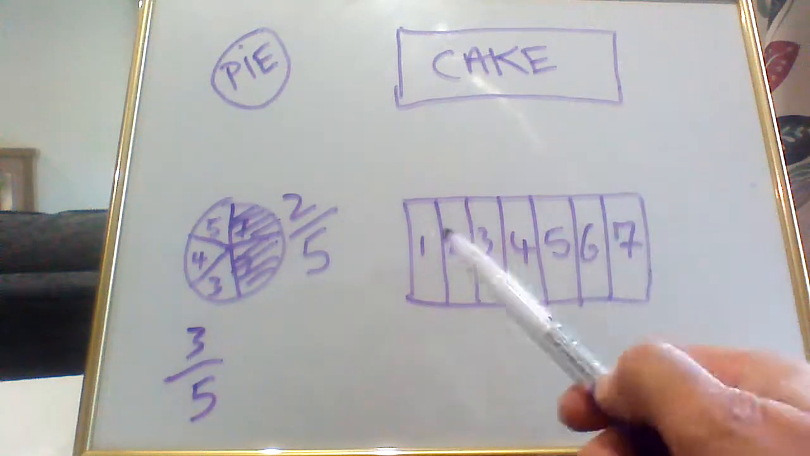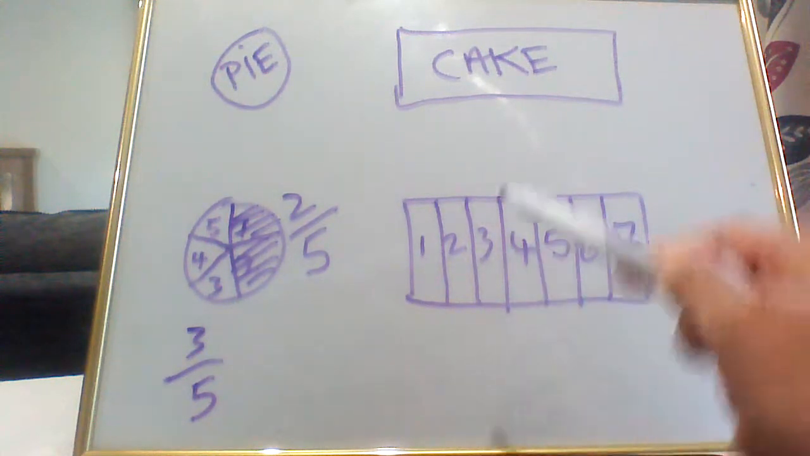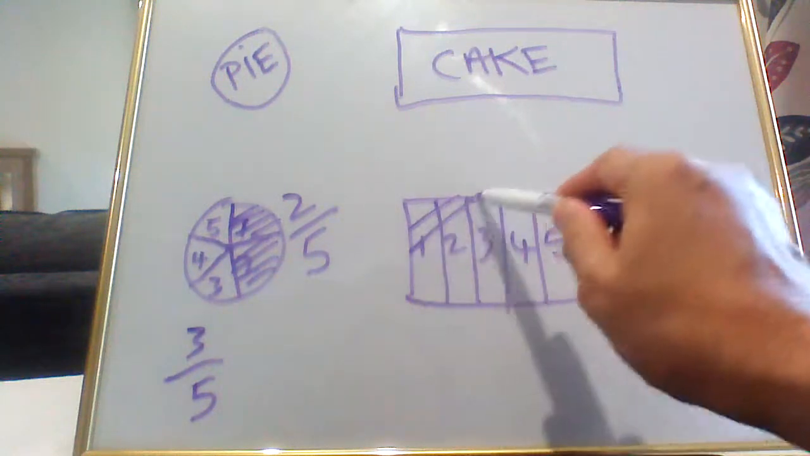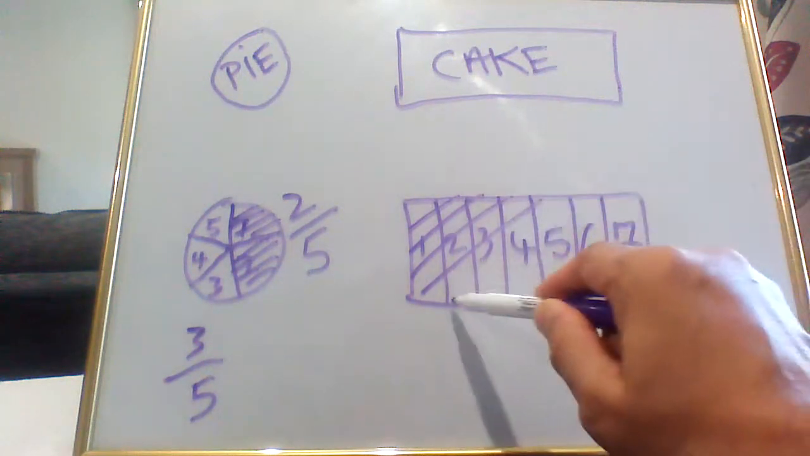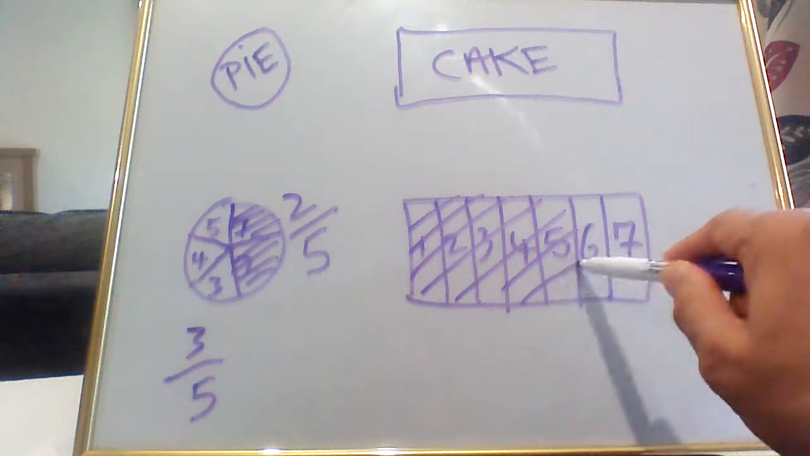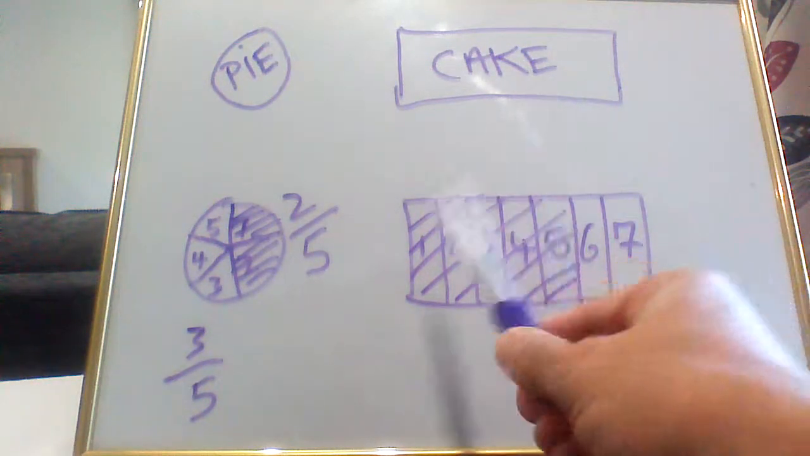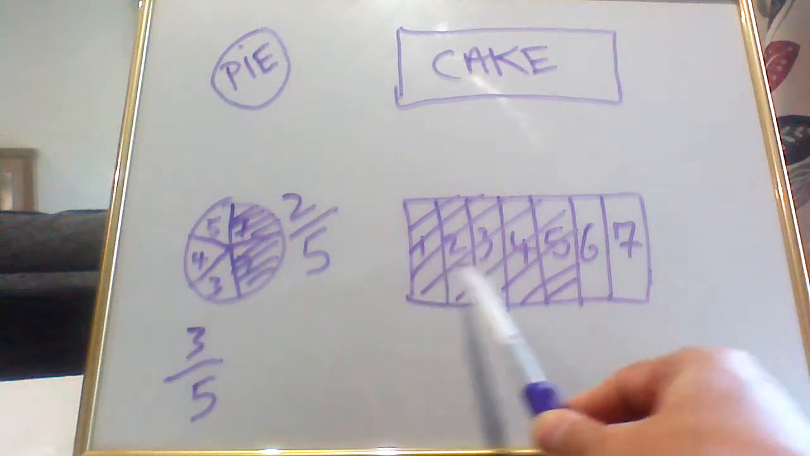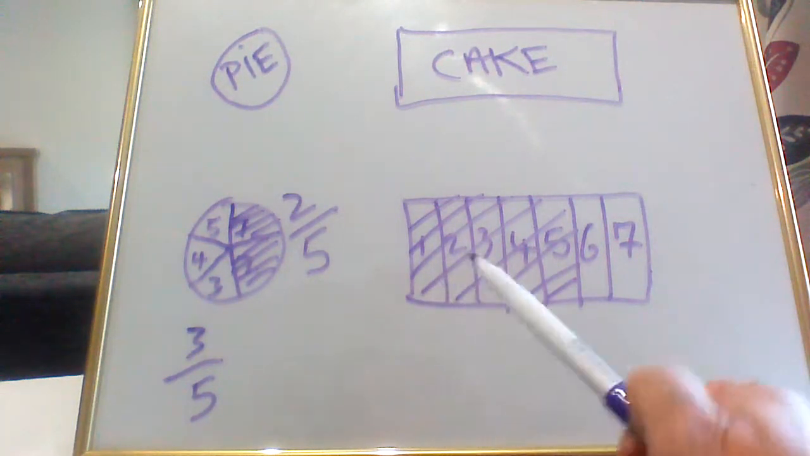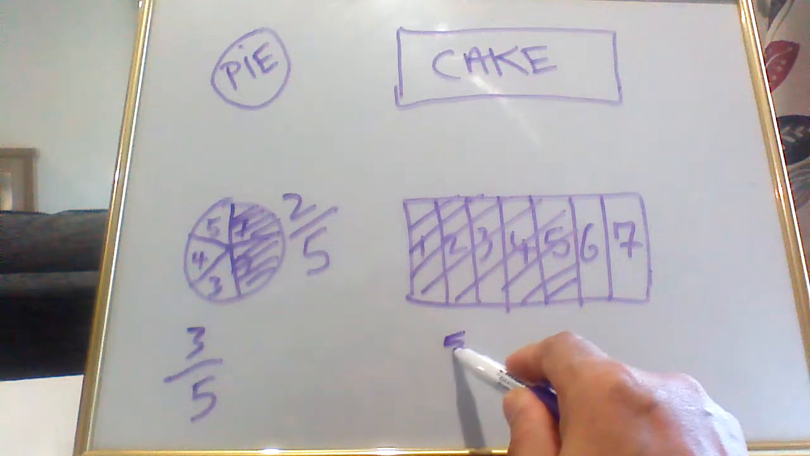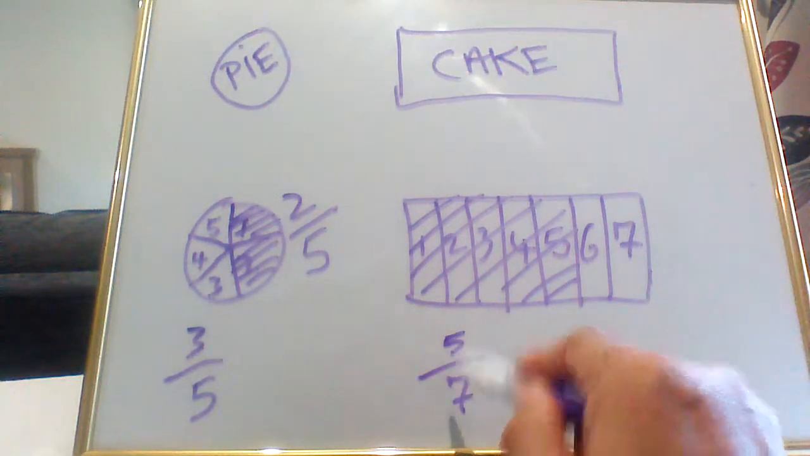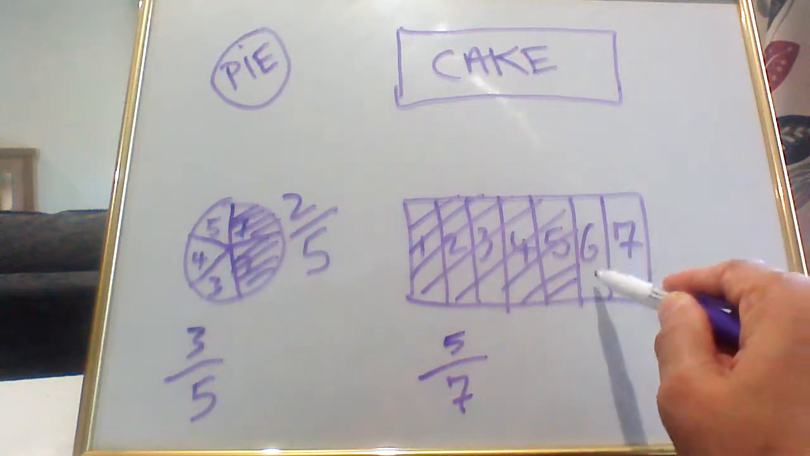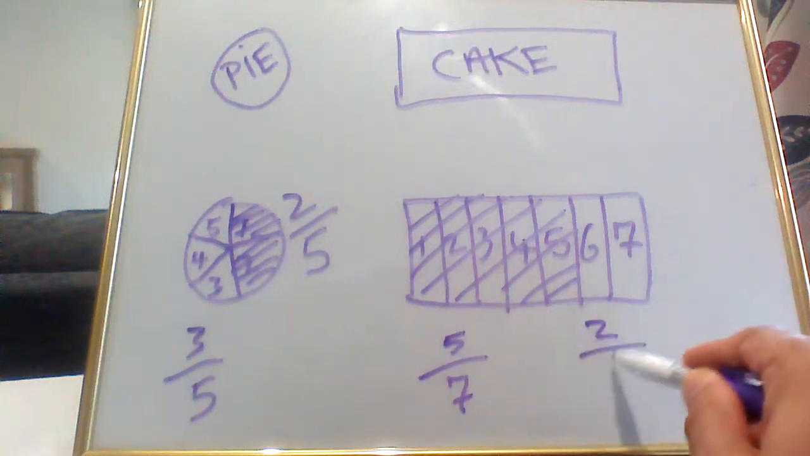Let's look at this cake here. We're at a party and 5 people came along, and they each took a piece of cake. So we had a whole cake, we cut it into 7 pieces. 5 people came along and took 5 pieces of the cake away. So that's 5/7 that has gone from that cake. And what's left? 2/7.